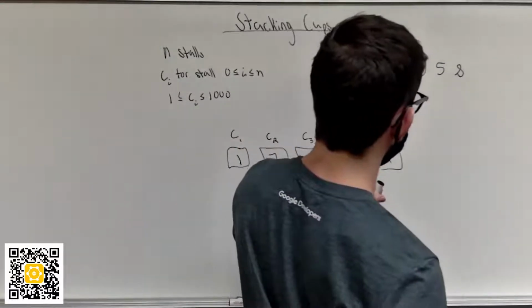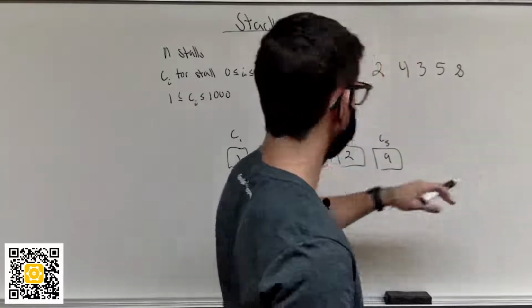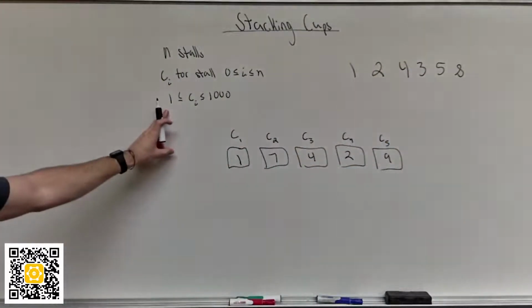Sorry? Like a -1 cup. No, there's no negative numbers. I said this is the constraint.